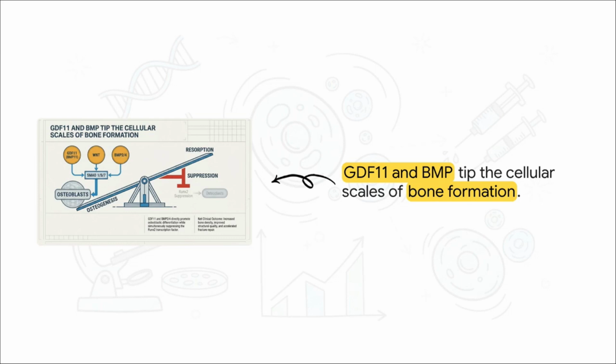Specific factors like GDF11, also known as BMP11, and BMP2/4 act directly on this seesaw. They trigger a pathway that directly promotes those bone-building cells. But crucially, at the exact same time, they suppress the signals that break bone down. So you are actively building new bone and actively stopping the breakdown simultaneously. It's a real game changer for increasing bone density and accelerating fracture repair.